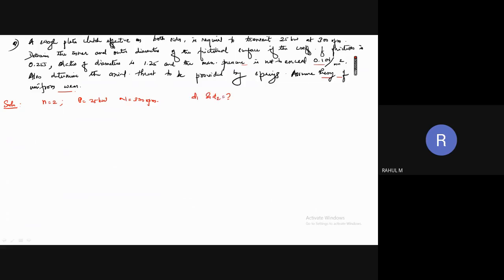Okay, both are unknown, but you are actually given the ratio of diameters. D1 is the higher diameter, D2 the lower. So the value comes around 1.25. And the maximum pressure, yes. The next input is maximum pressure is 0.1 Newton per mm square. Also determine the axial thrust to be provided. So first of all, you have to find out the inner and outer diameters of the friction surface. Okay. So how do you proceed with such a problem?